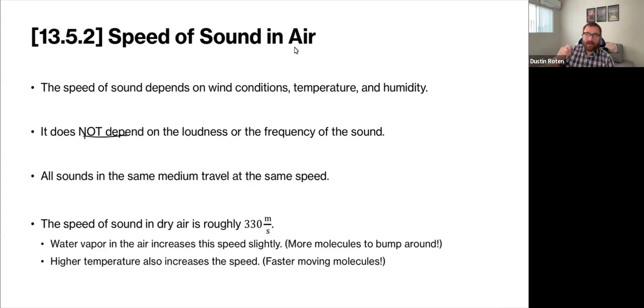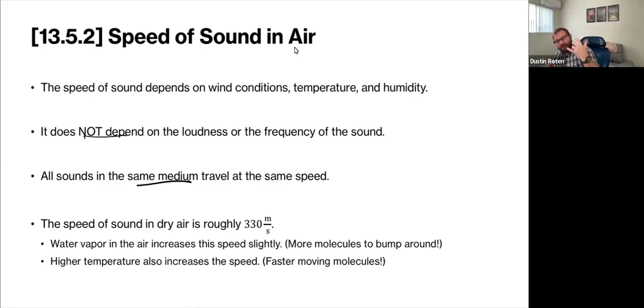The only thing that changes how fast sound travels is actually the medium that it travels in. So all sounds travel in the same medium, same speed. If you wanted to change the speed of your sound wave, you can't change the sound wave. You have to change what it is traveling through.